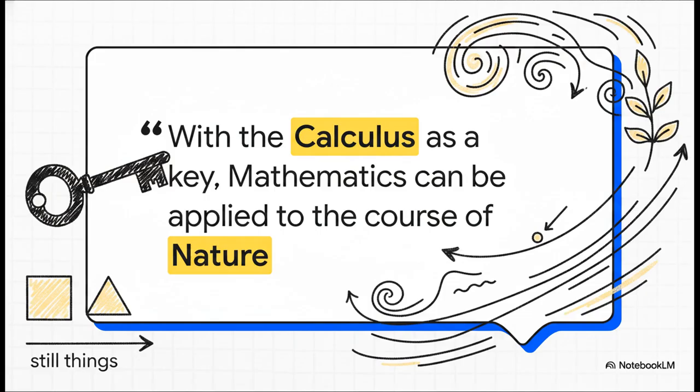You see, before calculus, math was excellent at describing perfectly still things, geometry for shapes, standard algebra for fixed quantities. But nature isn't still, is it? Nature is in constant motion, and calculus is the exact tool designed to explain that motion.